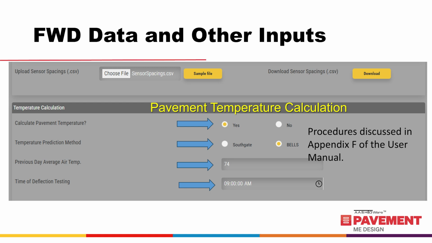The BcT includes 2 options to calculate the mid-depth pavement temperature. The 2 procedures included in the BcT are defined as the Southgate or Asphalt Institute procedure and use of the Bell's curve. Both procedures are discussed in Appendix F of the user manual. The Bell's procedure requires a previous day's average air temperature to deflection testing and the time the deflection testing started. The Southgate procedure requires an average air temperature for the previous 5 days prior to deflection testing.